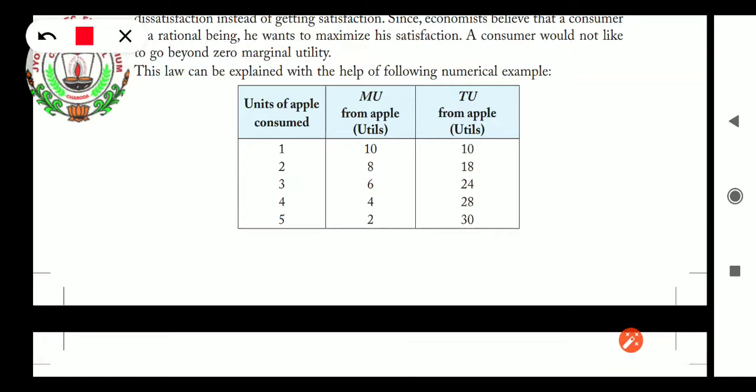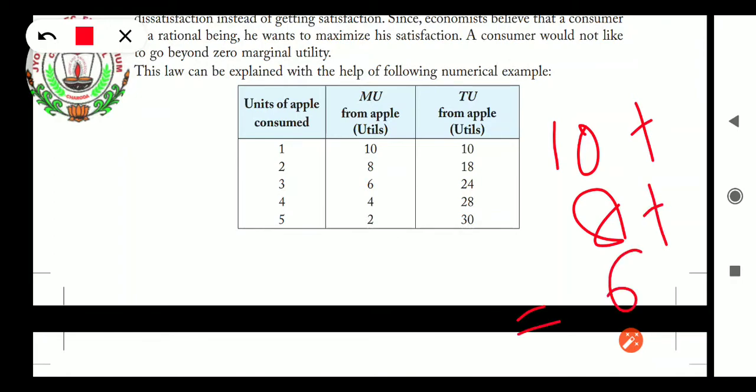When one more unit is added, from 2 kg to 3 kg, the marginal utility, instead of increasing, will decline, because the consumer is getting more satisfied and the satisfaction level is going down. From 8 it will come to 6. Total utility will be 10 plus 8 plus 6, which comes to 24. So here the consumer's total utility is 24.